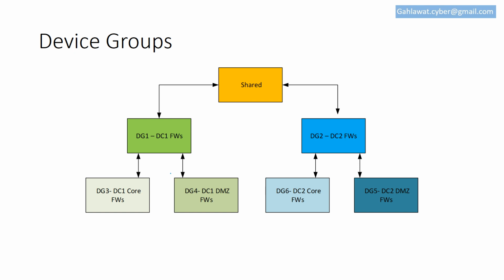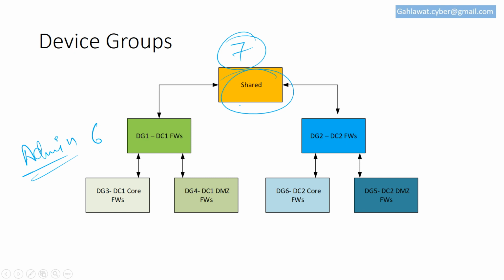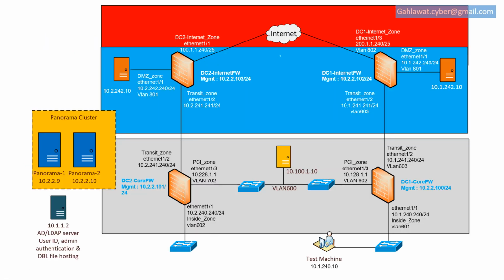So this is how. We will use these 6 device groups. The admin defined 6 device groups plus the 7th shared device group, the default device group, to manage these 4 firewalls in our lab.